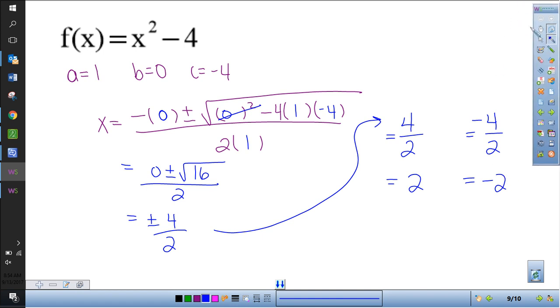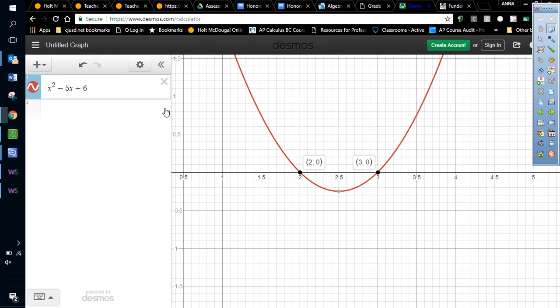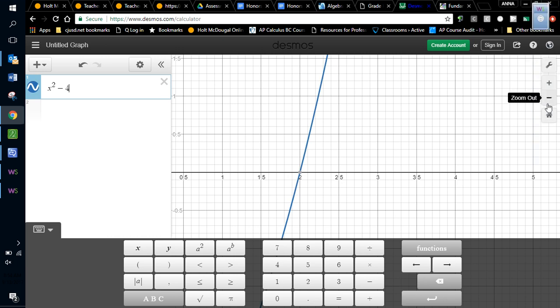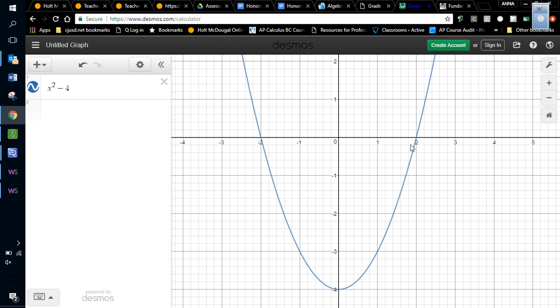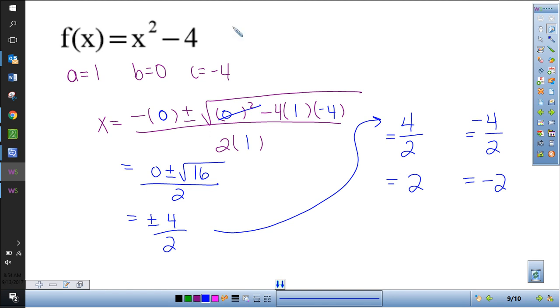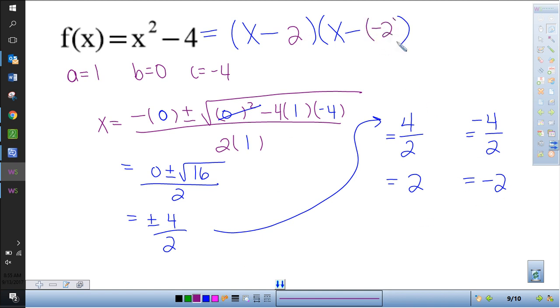So now let's look at its graph. x squared minus 4. I need to zoom out this time. And as I look at the x-axis, notice, where is it touching the x-axis? 2 and negative 2. So I can rewrite this in factored form by doing x minus and x minus. And you put in that solution value. So I'm going to take this positive 2 and plug it in right there. I'm going to take this negative 2 and I'm going to plug it in.